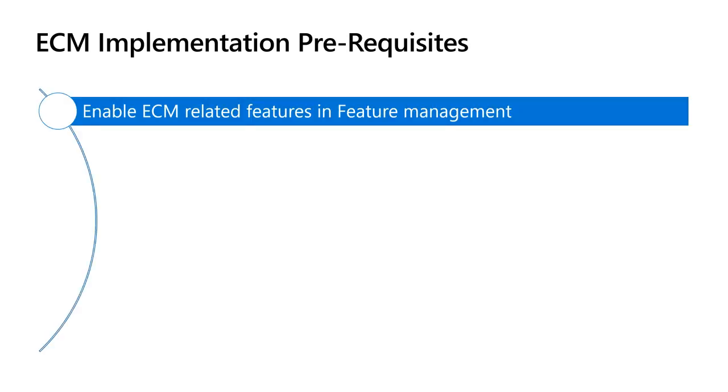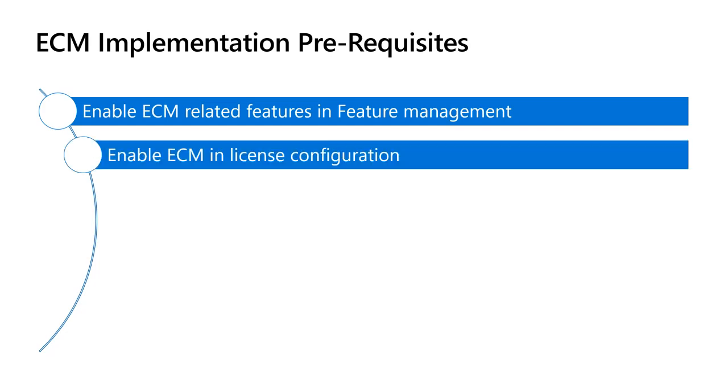Now let us quickly recap some of the prerequisites which you need to consider and configure. Each of these prerequisites we have actually covered in detail in our previous Tech Talk series. So in case you have missed that, you could refer to those and get more understanding. You need to enable engineering change management and related features in feature management. You need to enable the engineering change management and version dimension in the license configuration.